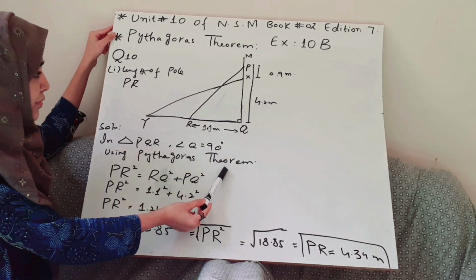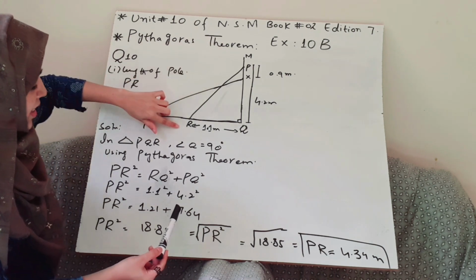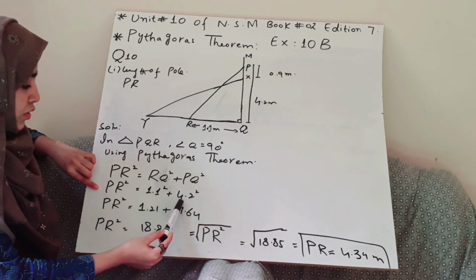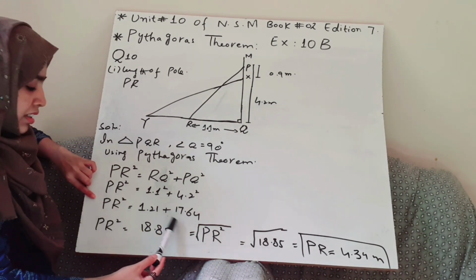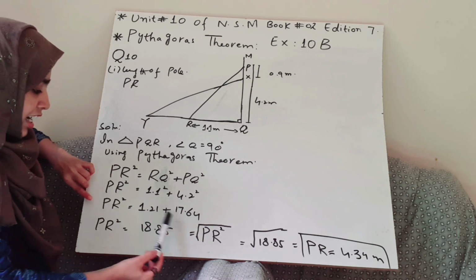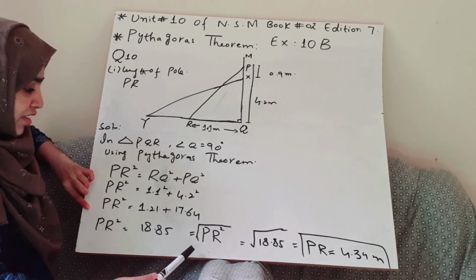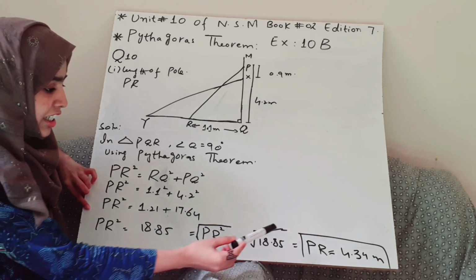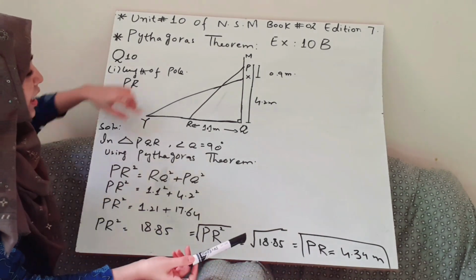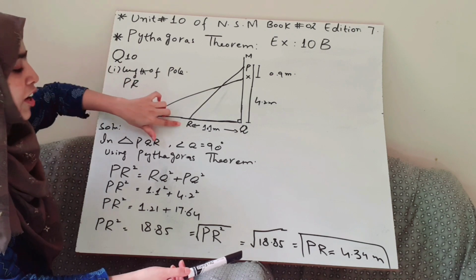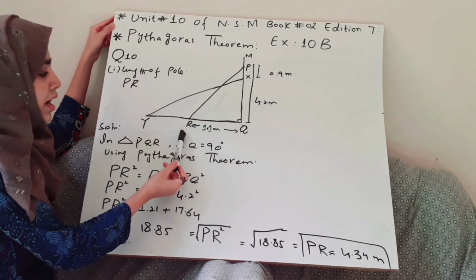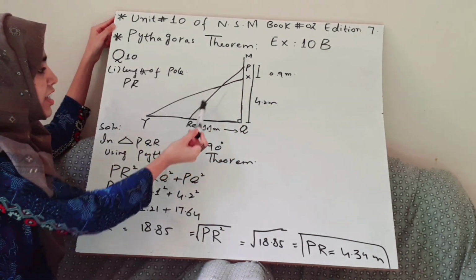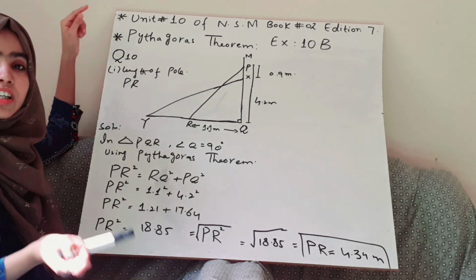By using the Pythagoras theorem, which says hypotenuse squared, PR squared, equals RQ squared plus PQ squared. After putting in the values and taking squares, it will be 1.21 plus 17.64. After adding, and then taking the positive square root on both sides, it will be 4.34 meter. So the length of pole PR which they asked, we have found by taking triangle PQR, where we were given the two sides and had to find the hypotenuse PR. Let's move on to the second part.